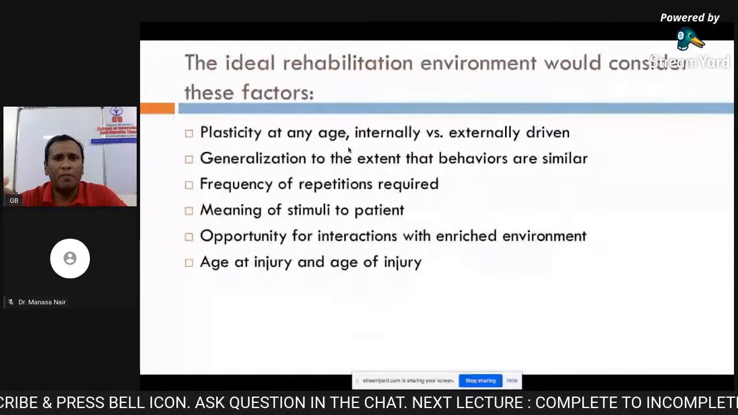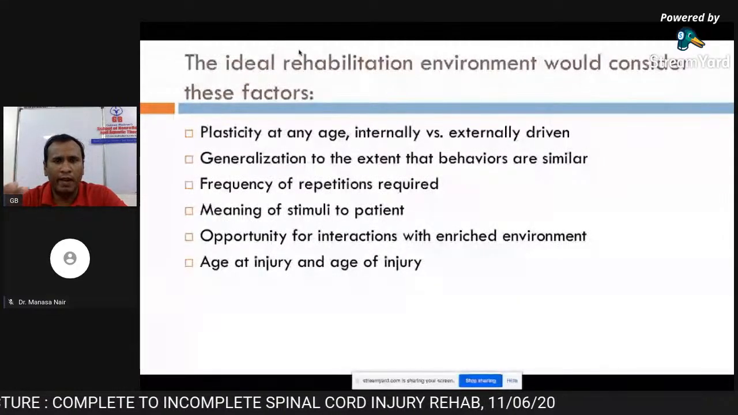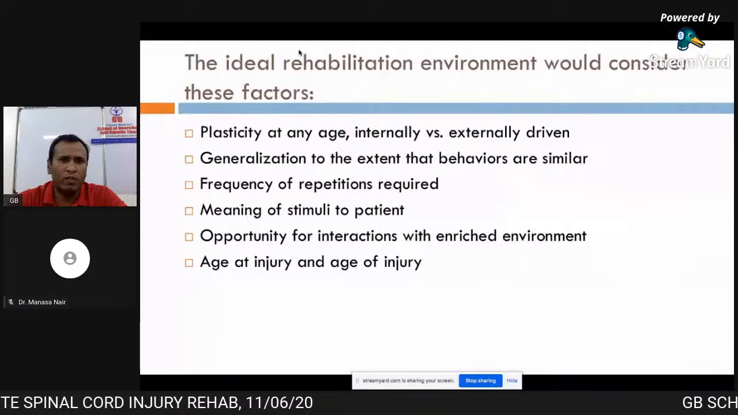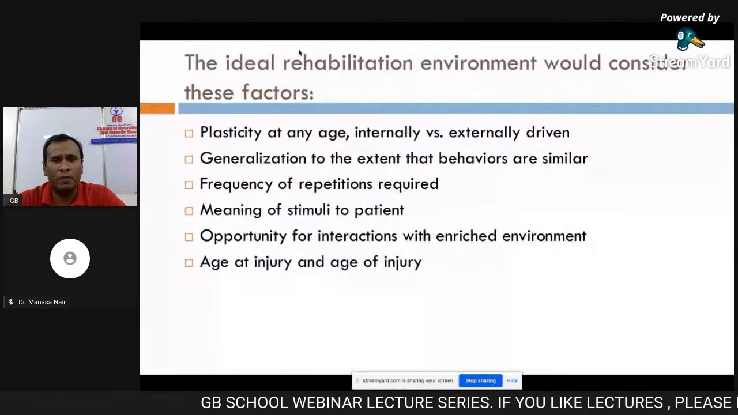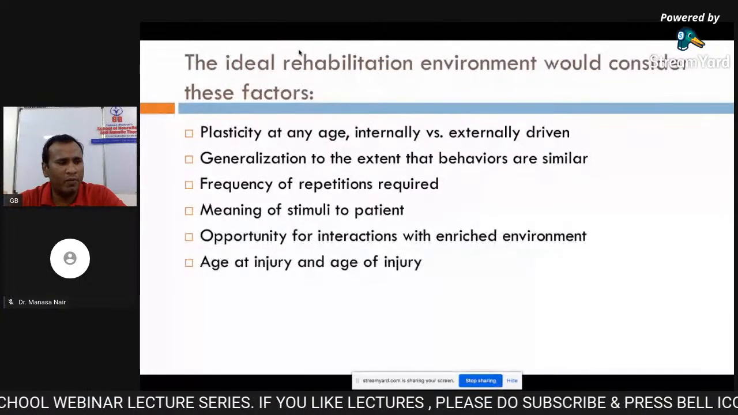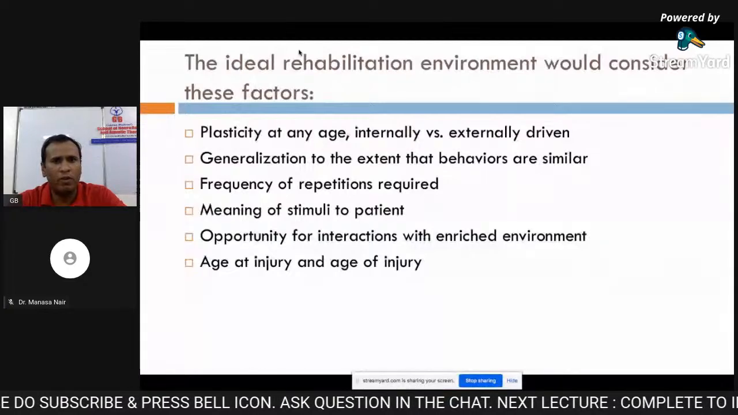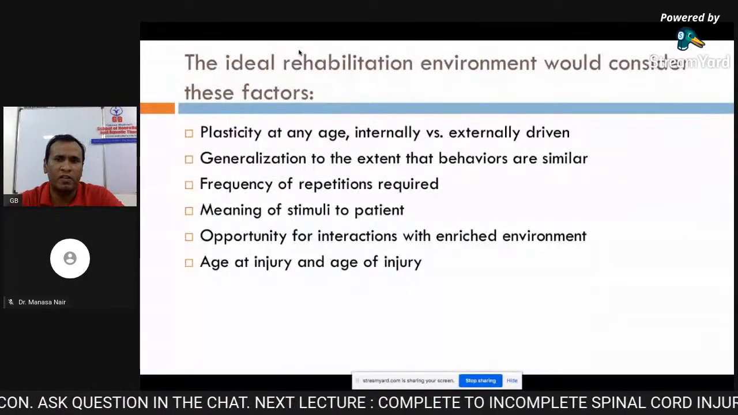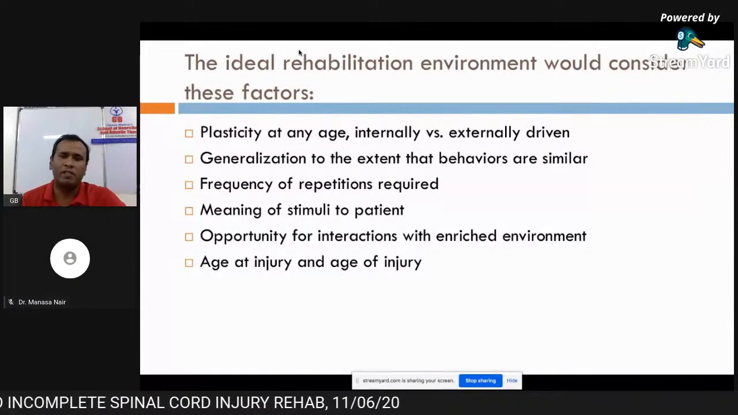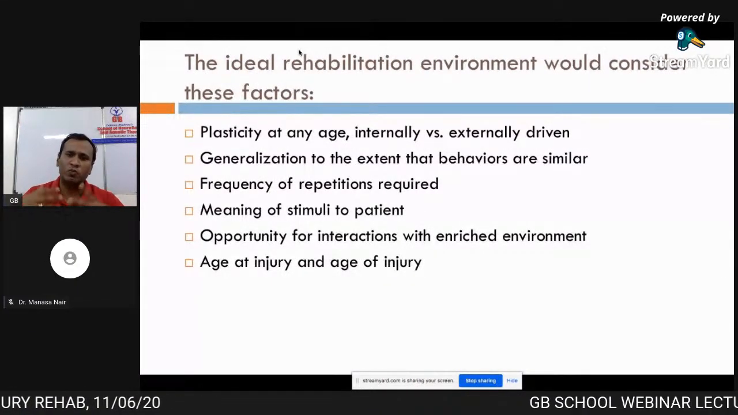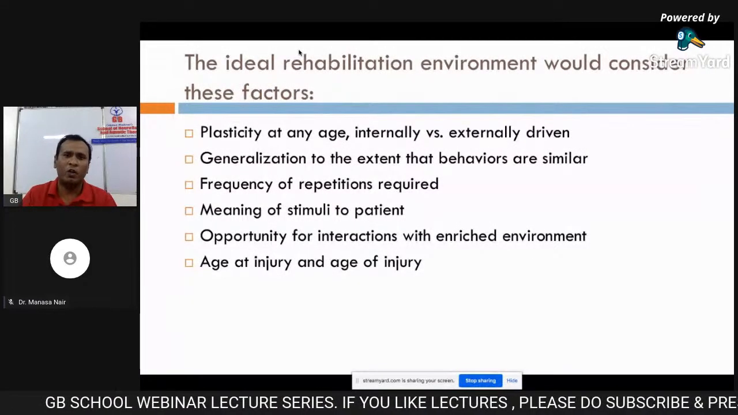So what should be the ideal rehabilitation environment, and what factors should be considered while you are planning it? As we know, plasticity occurs at any age, internally and externally driven. So while we are designing the exercise program, we need to understand what type of plastic changes we want to stimulate. Do we want internally driven plastic changes, or externally driven? Usually, I prefer in the beginning always externally driven plastic changes, which are easier to stimulate and easier to do the permutation combination, because we can control that.